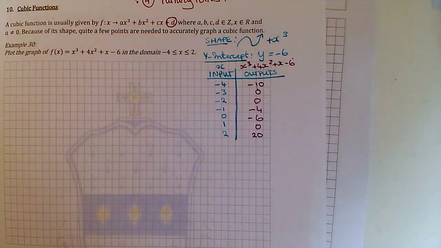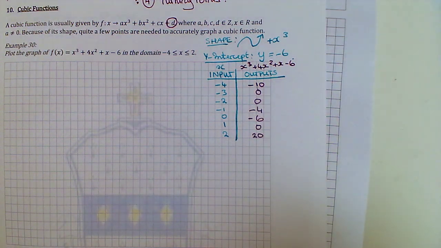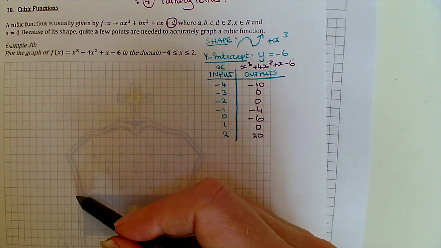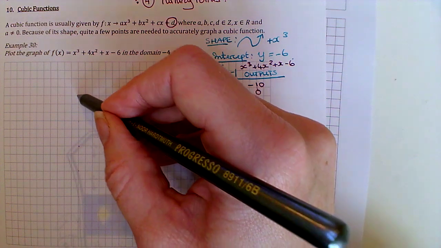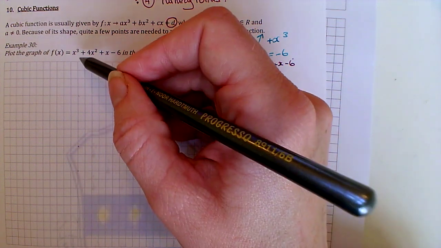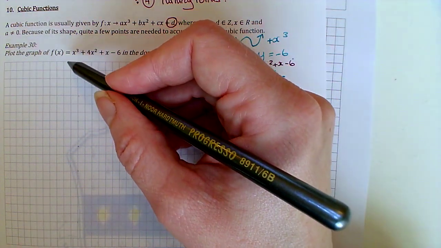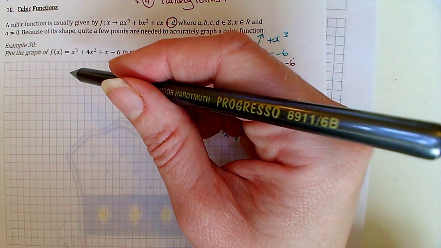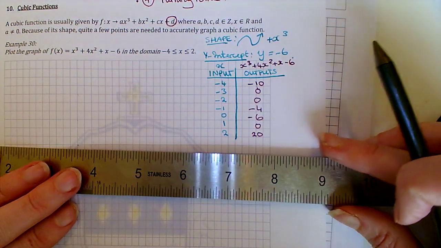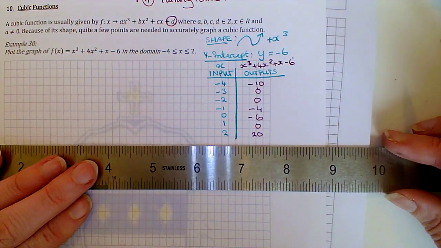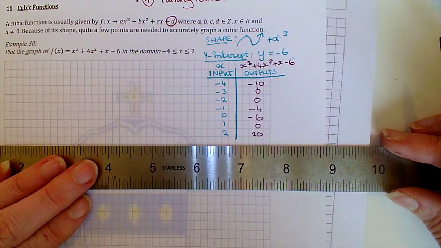So if I'm going from minus 10 to 20, that's 30 boxes in total that I need. Let's see how many I have. 3, 6, 9, 12, 15, 18, 21, 22 boxes there, so I don't have 30. We'll go up in 2s. I'll use 5 boxes to represent a 10.